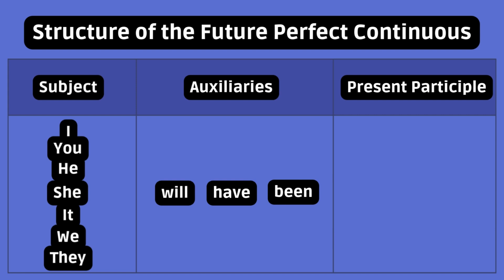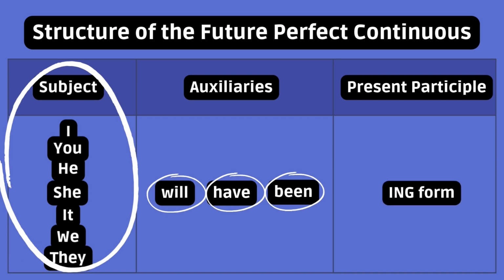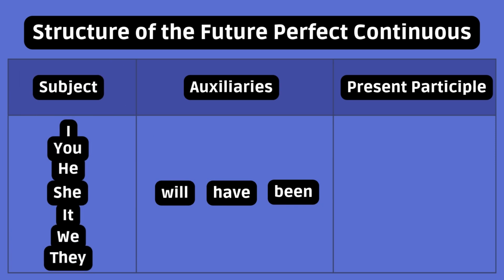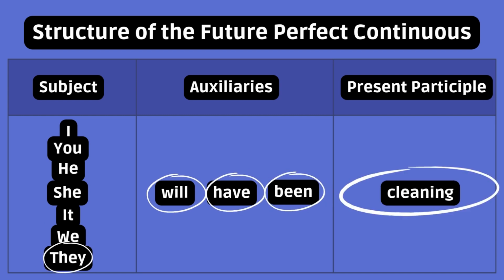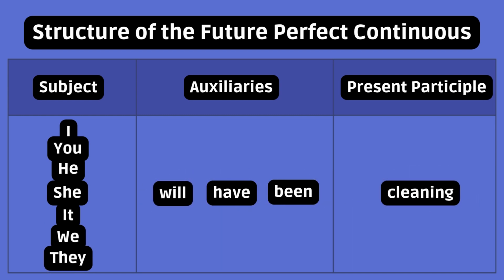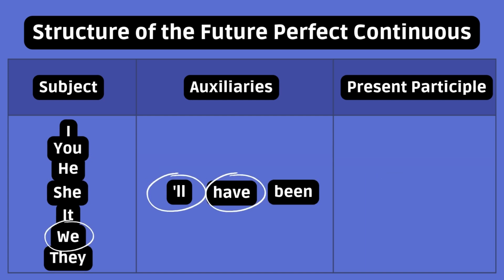So the future perfect continuous looks like this: subject plus will have been plus present participle, the ing form. Example: he will have been working. We will have been driving. They will have been cleaning. Contractions are common for the subject and will, so you get he'll have been working. We'll have been driving.